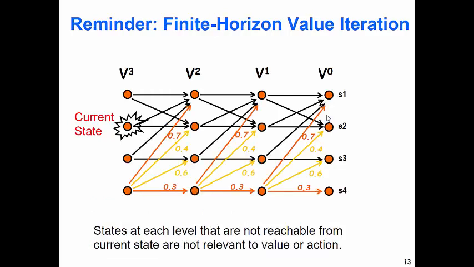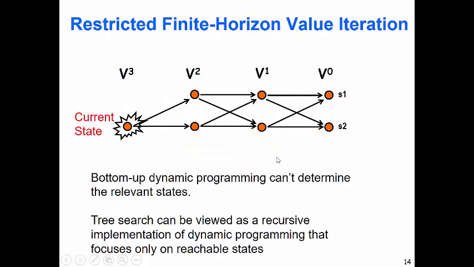But bottom-up dynamic programming can't really figure out what's relevant to the current state, right? Dynamic programming just kind of says, okay, I'm just going to do it for every state. I don't care if it's relevant or not. And so instead, who's seen the notion of recursive algorithm and memoization as a way of doing this? It's kind of equivalent to dynamic programming in some sense, right?